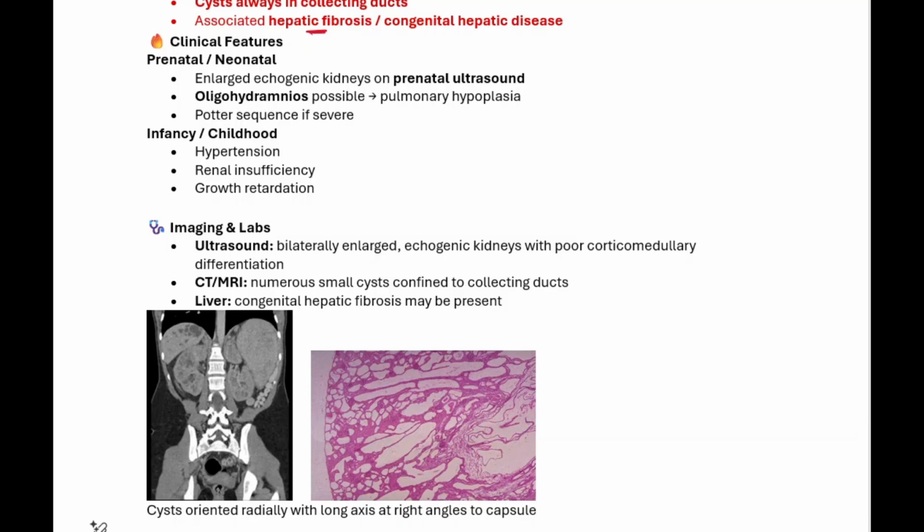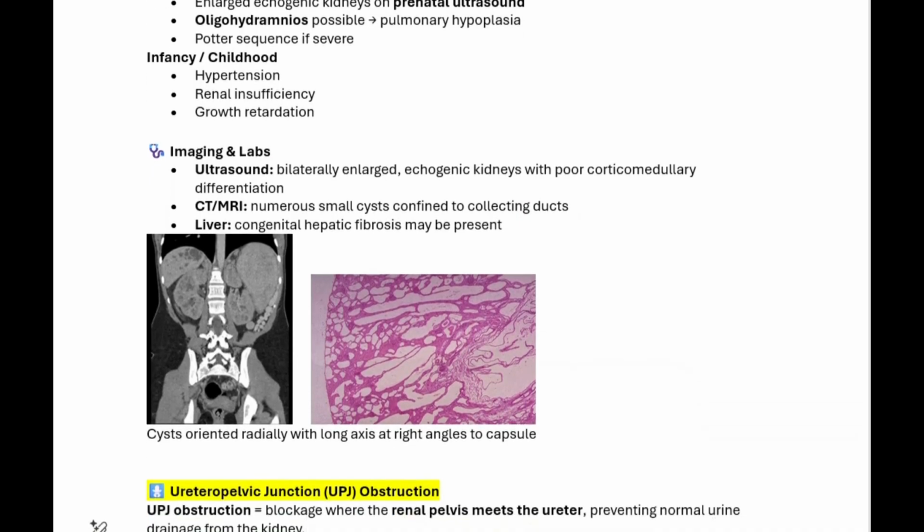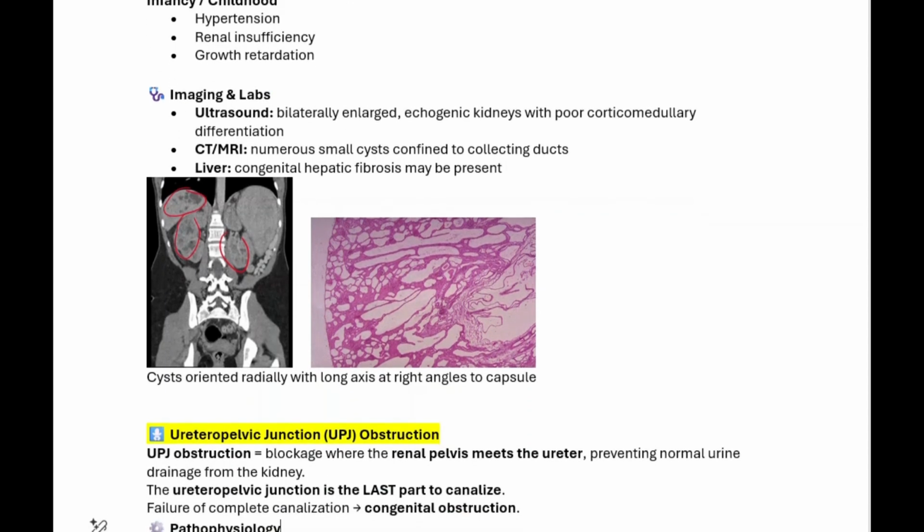And then when you look at the liver, you're going to see congenital hepatic fibrosis, which is going to be present in those patients. And when you look at this image, here we can see a lot of cysts in both of the kidneys. But in addition to that, you can also see numerous cysts in the liver of that patient. And on the second image, we can see cysts which are oriented radially with a long axis at a right angle to the capsule, as you can see in those images.